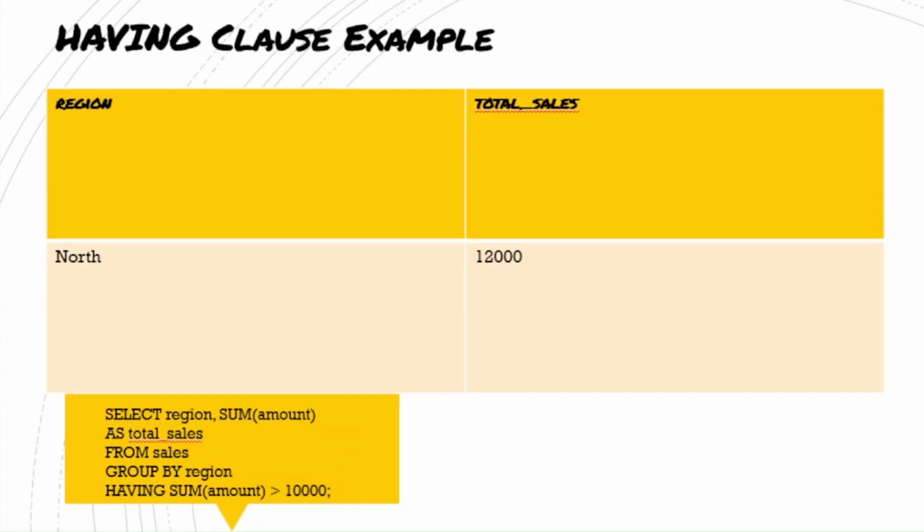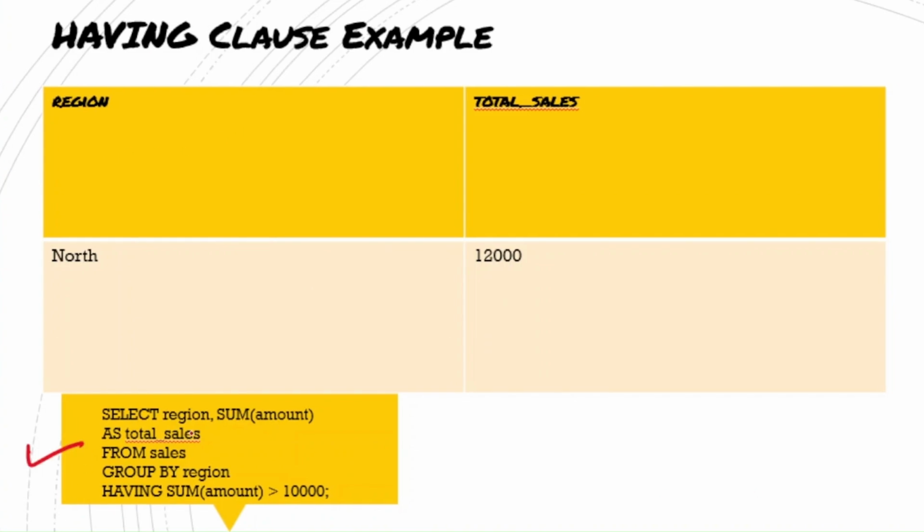Now, HAVING filters aggregated groups, not individual rows. So let's have a look at this query. SELECT region, SUM(amount) AS total_sales FROM sales GROUP BY region HAVING SUM(amount) > 10000.